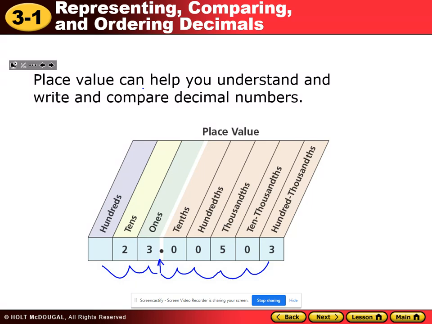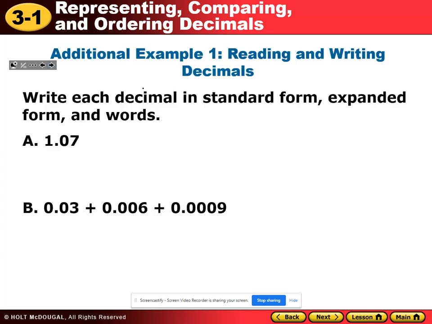When we're going to be comparing numbers, the decimal is very important. You must line up decimals when you're comparing numbers. And I have a trick that will hopefully help you. So write each decimal in standard form, expanded form, and word form.